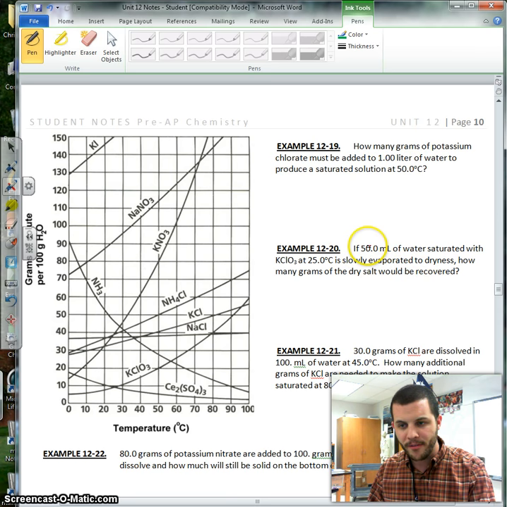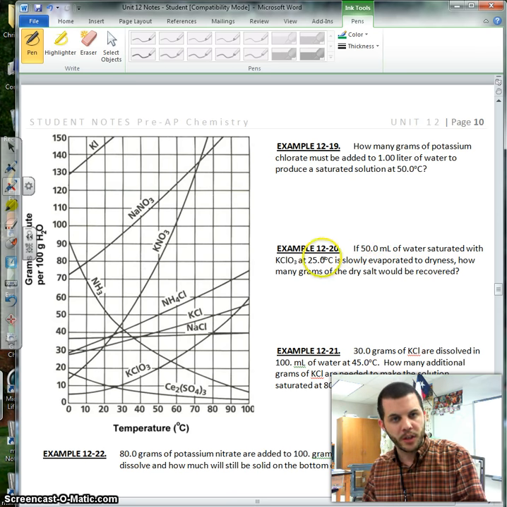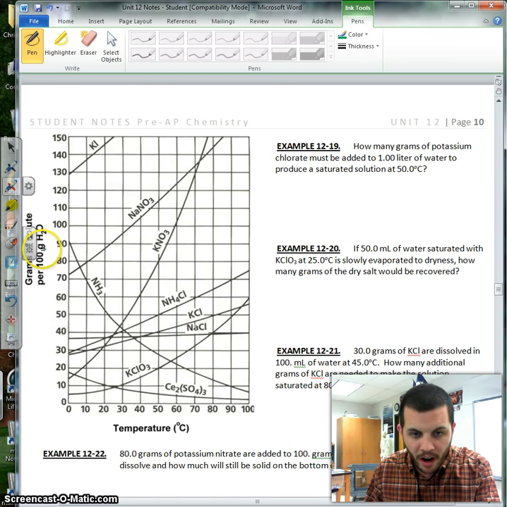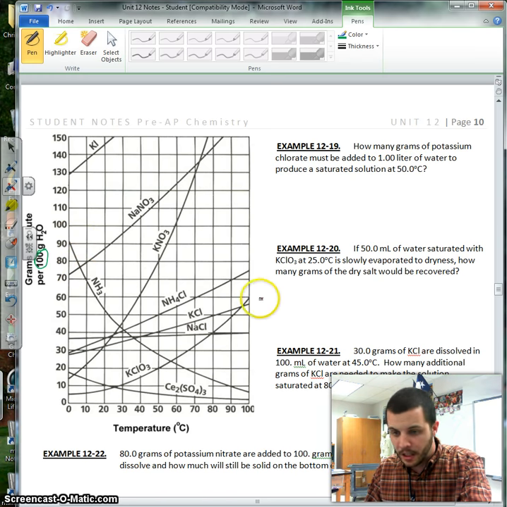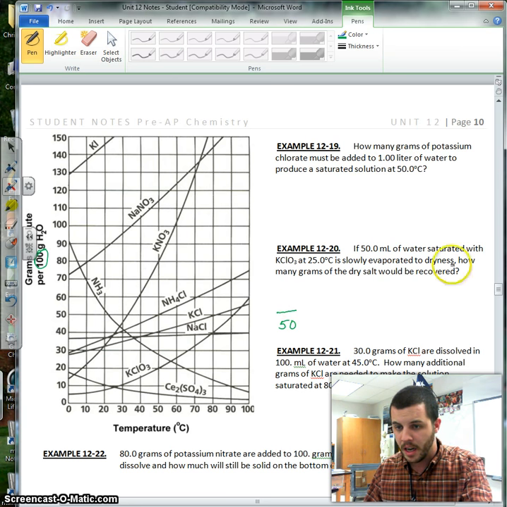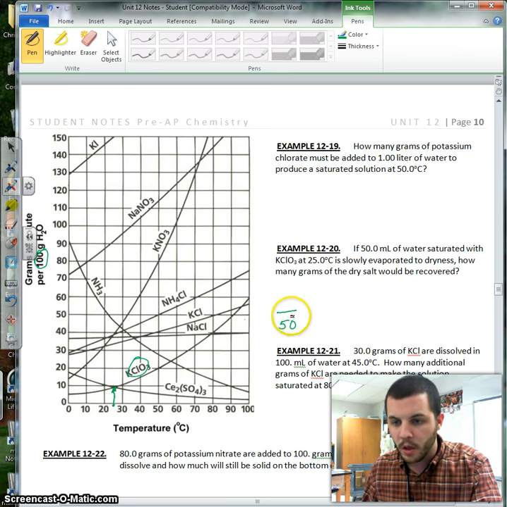So what we have, notice we have 50 milliliters of water. Well, water's density is 1 gram per milliliter. So if I have 50 milliliters, I know I'm dealing with 50 grams. Once again, though, I've got 100 grams on my y-axis. So I'm going to put 50 grams right down here. I know that I'm dealing with potassium chlorate, which is this one, at 25 degrees Celsius, which is right here. And so I'm going to scroll up and I see that that's about 9 grams.